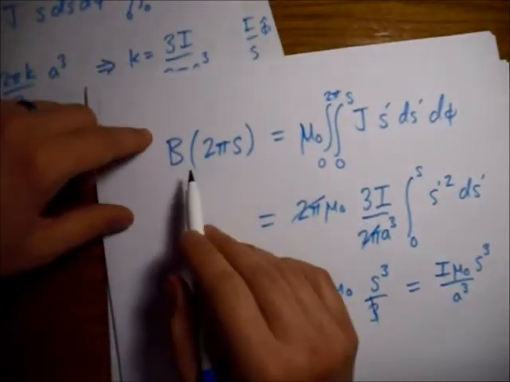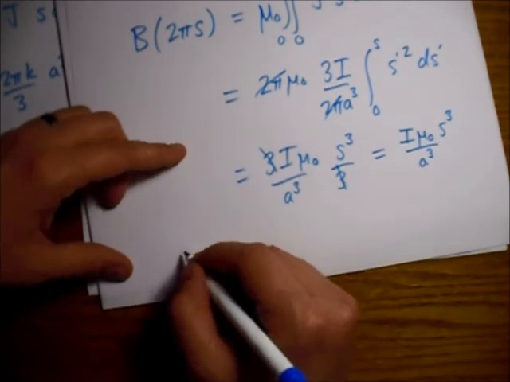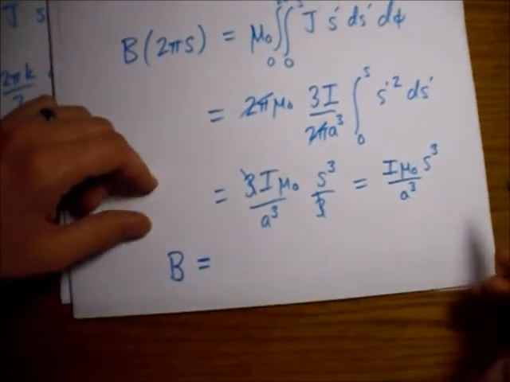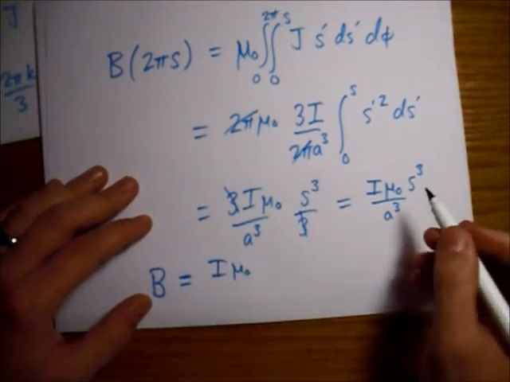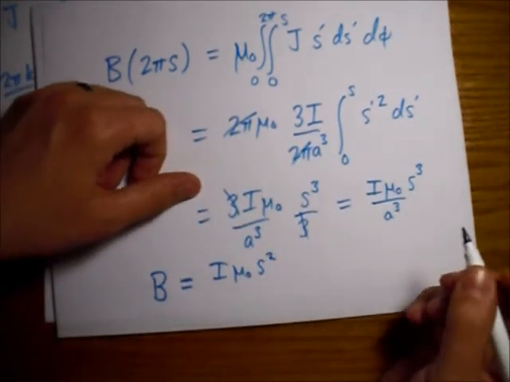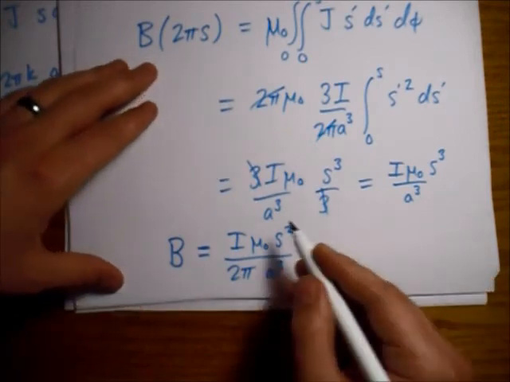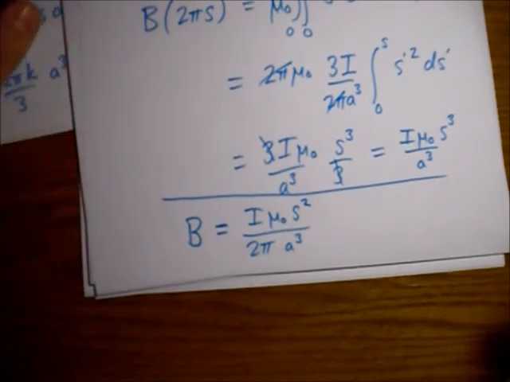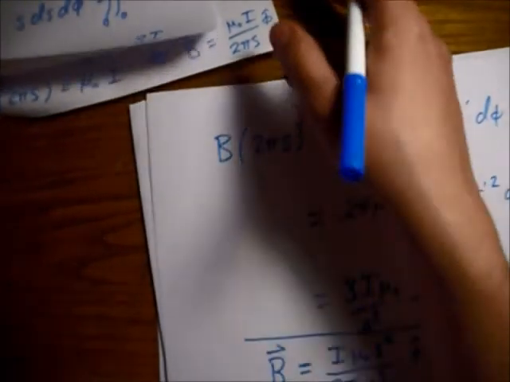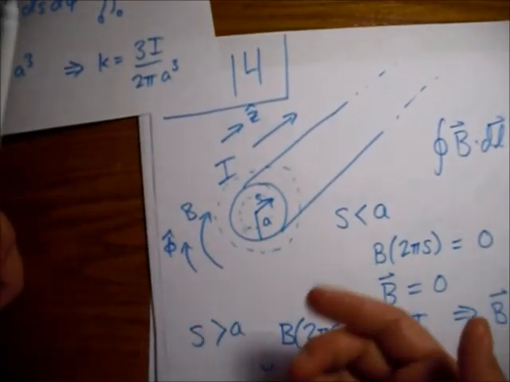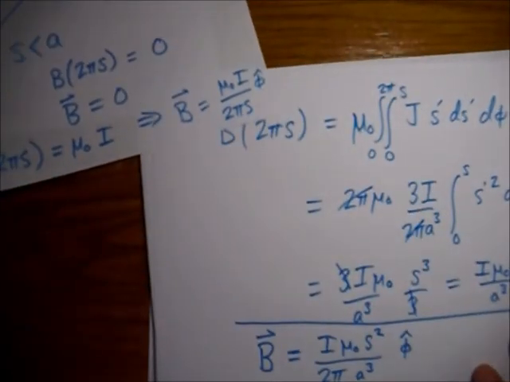But we're not done yet, because we still have this 2 pi s on this side. So we need to divide both sides by that to get our final answer. B is equal to just this divided by 2 pi s. So what do we have? An I. We have permeability of free space. This s is going to cancel with one of those, so we're left with an s squared. Then we're dividing by 2 pi, and then we have an a cubed. Let me draw a nice little line here to keep these separate. Again, I'm just going to make this a vector in the phi hat direction, just like we defined before, using the right-hand rule. If our current's going this way, the magnetic field will curl around it in the direction your fingers do with your right hand. So here we go.